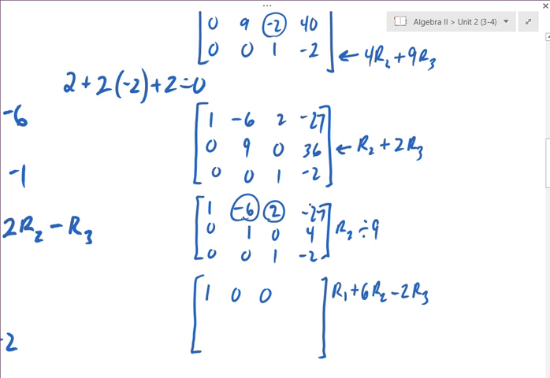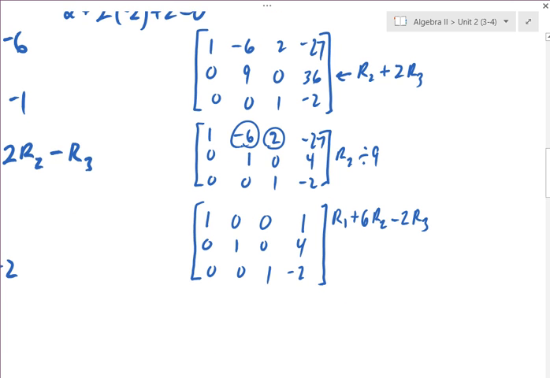What is negative 27 plus 6 times 4 minus 2 times negative 2? I got 1. Did anyone else get 1? Okay. Now we have 1, 0, 0, 0, 1, 0, 4, 0, 0, 1, negative 2. And now we have it in reduced row echelon form because we have the 1s there and 0s everywhere else.